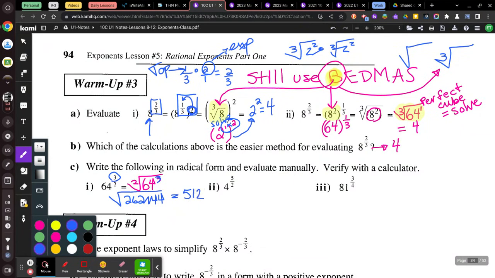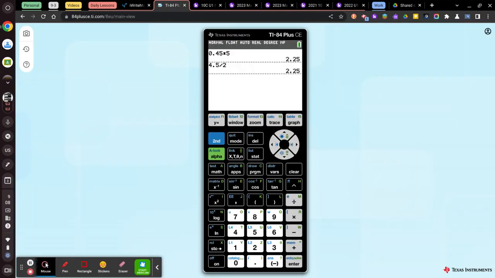Now, could I solve that by typing in the fraction? Absolutely. Let's go to our calculators. We're going to type it in both ways. So the first way I'm going to type it in is I'm going to go 64 exponent. Now remember, brackets for fractions. Open a bracket, and I'm going to go 3 divide 2, close my bracket. Now I hit enter. It's going to give me 512.